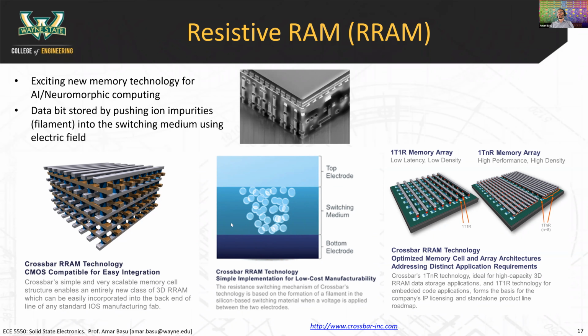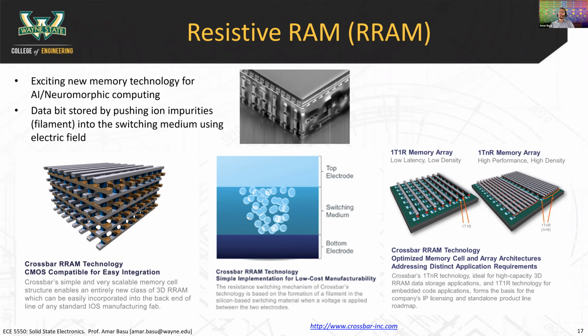So the switching medium is in between the top and bottom electrodes. You drive a current through here, and you end up creating these ion impurities. If we get into the details of it, there's different ways it could be done, including something called oxygen vacancies, but it switches the properties of the medium. So the resistance changes, okay? If you were to now measure the resistance between the top and the bottom electrode with these ion impurities in there, you'll see that the resistance has changed. So this is a memory storage element.